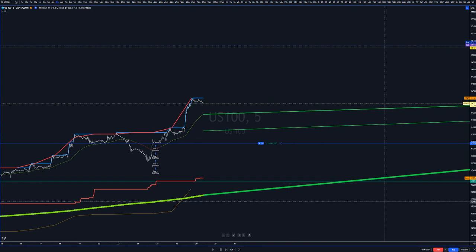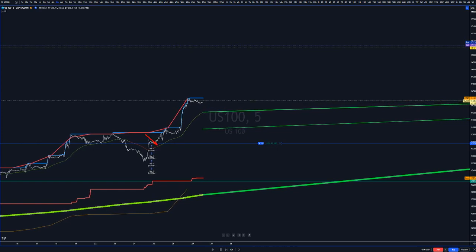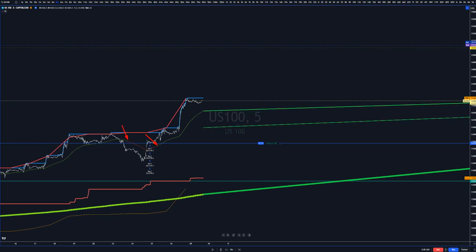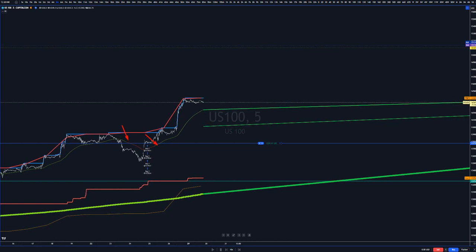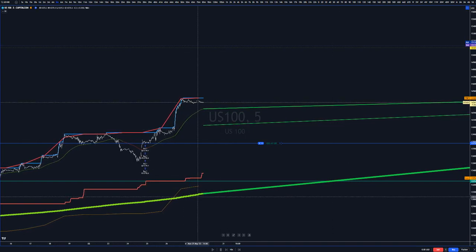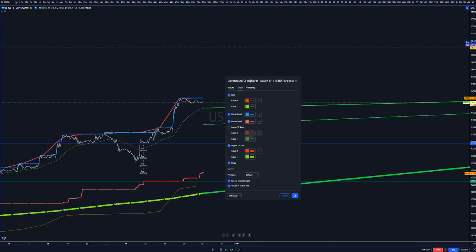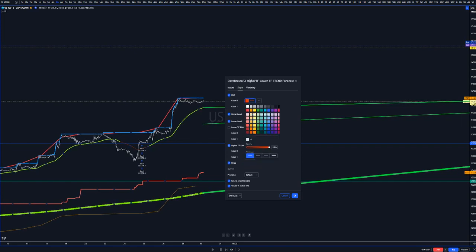We can, for example, say if the 15-minute trend is green again, we buy. And if the 15-minute is red, we, for example, take profit. Or we stay in the trend and we take only some profits. So I make it a little bit thicker so we can see it there.